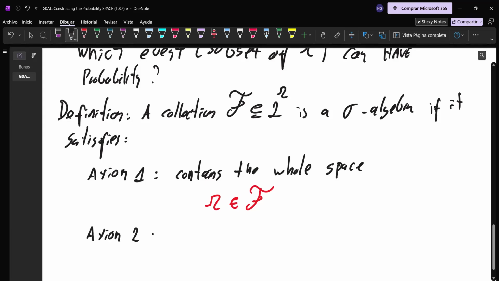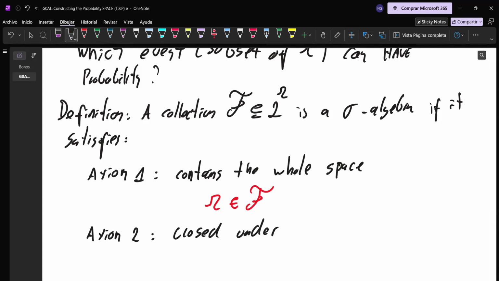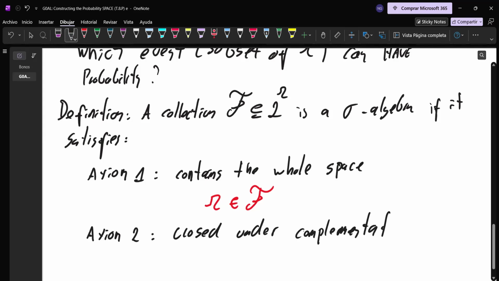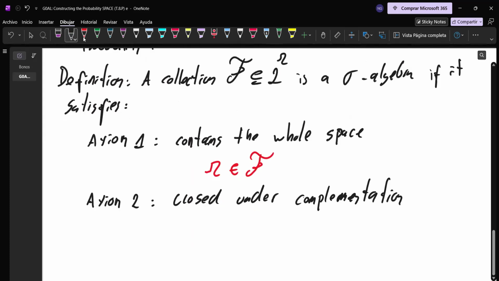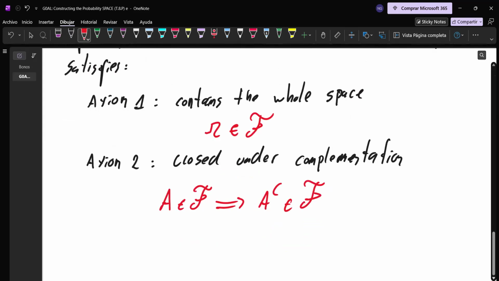Axiom 2. What do you think this axiom 2 is? Yes, this is not trivial, but this is closed under complementation. What does this mean? If A exists in F, then the complement of A exists in F. This is a very good and very important thing too.